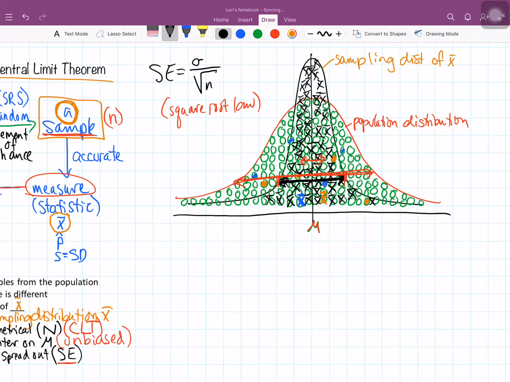So here we have, and let's go ahead and put this in green, the population distribution. Now that's this one right here, population distribution. Its shape can be all kinds of things. Its location is the mean, called mu, and its measure of spread is sigma.